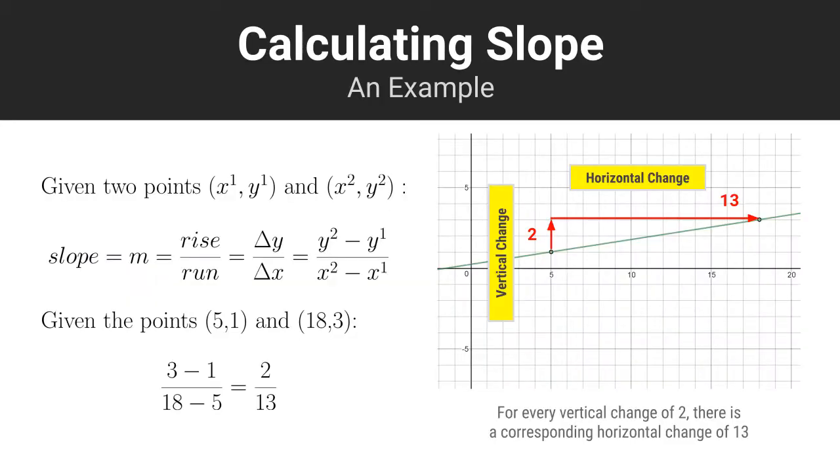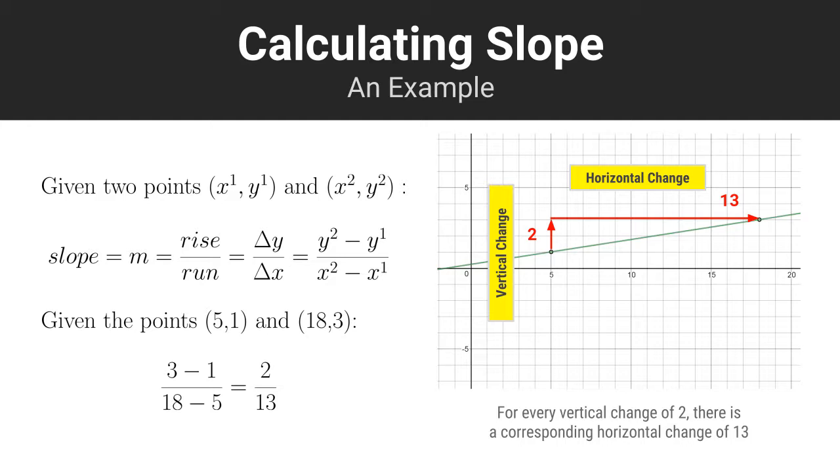Let's take a look at an example. In this case, I have 2 points. I have one where x is 5 and y is 1, and I have one where x is 18 and y is 3. The point 5, 1 is referred to as x1, y1 because it's considered the first point. And the point 18, 3 is referred to as x2, y2 because it's considered to be the second point.